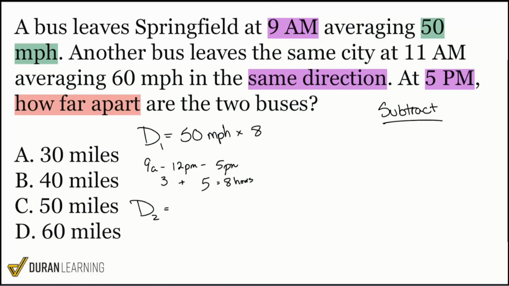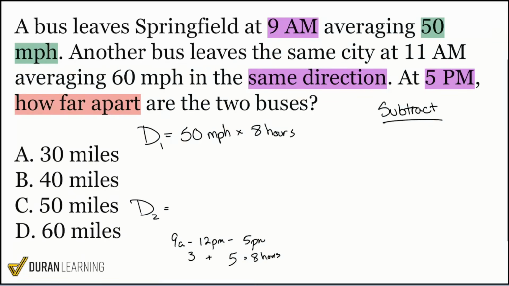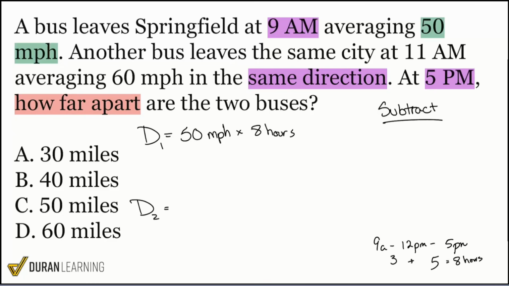So we have 8 hours over here, and then we have 50 multiplied by 8 hours, and that's going to give us 400. Let's move this over ever so slightly to the bottom corner, but that gives us 400 miles.